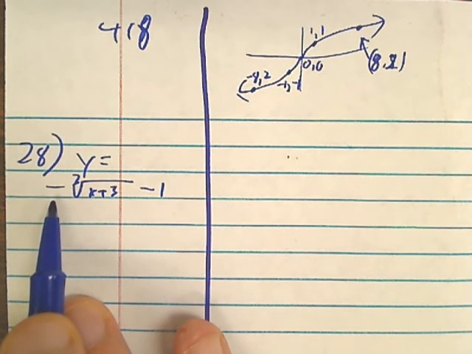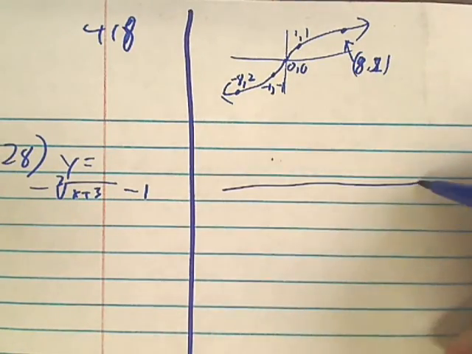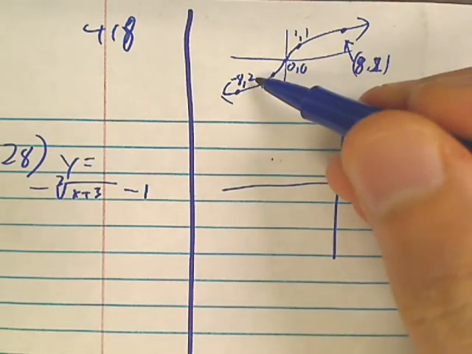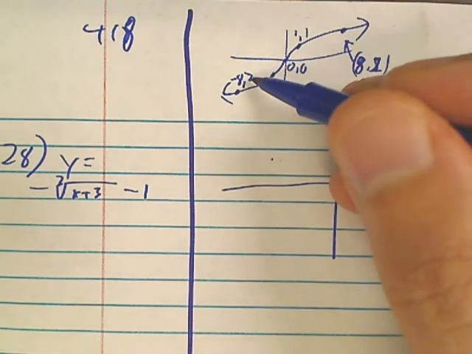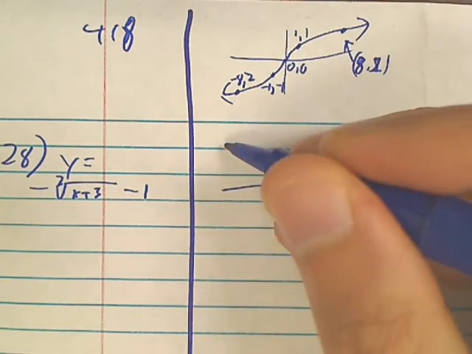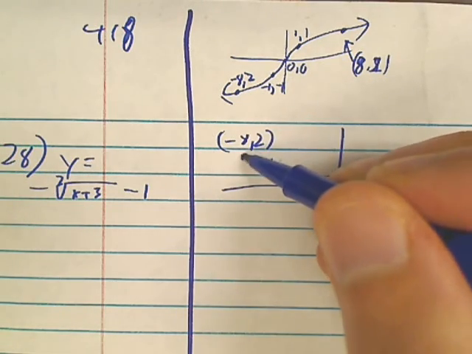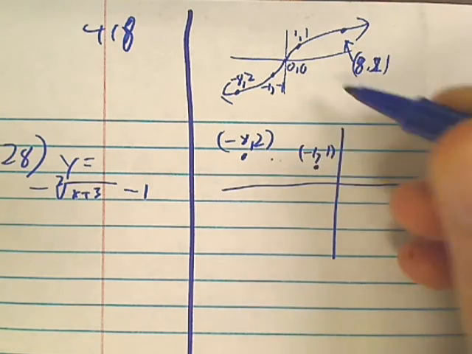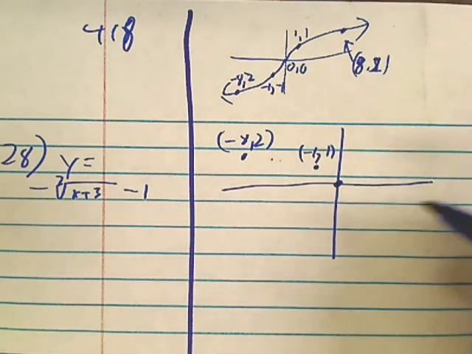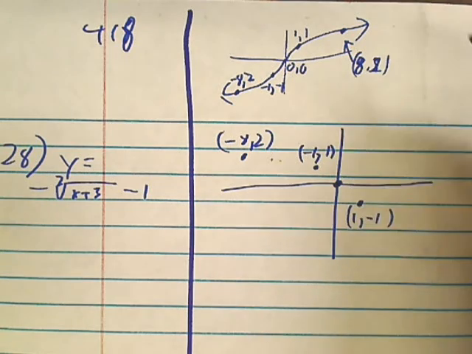Let's multiply all the y coordinates by negative 1. So this y coordinate of negative 2 should become positive 2. So negative 8, positive 2. This y coordinate becomes a positive 1. So negative 1, positive 1. 0, 0 is going to stay the same. This point will move down here: 1, negative 1. And the point 8, negative 2.